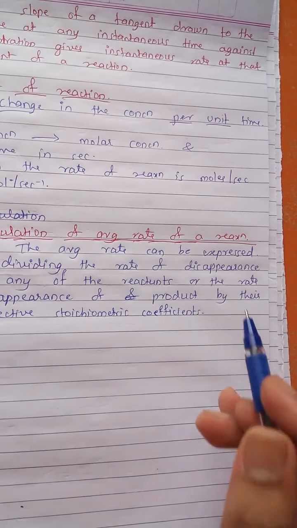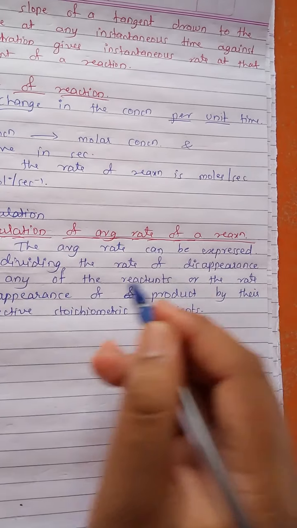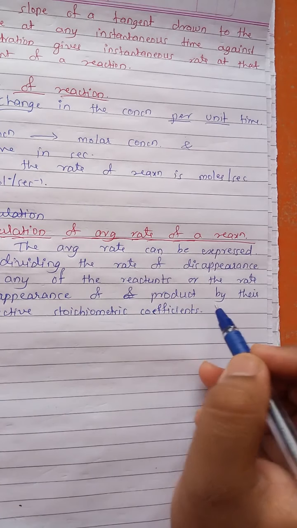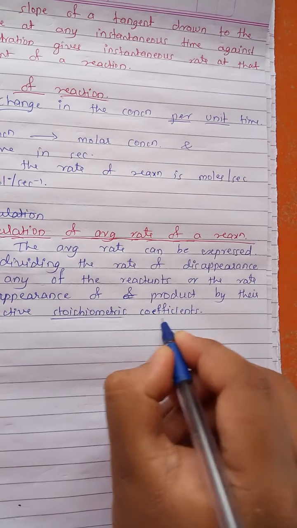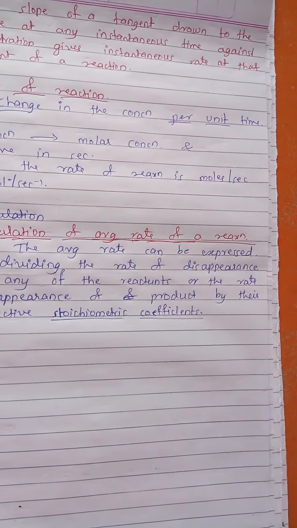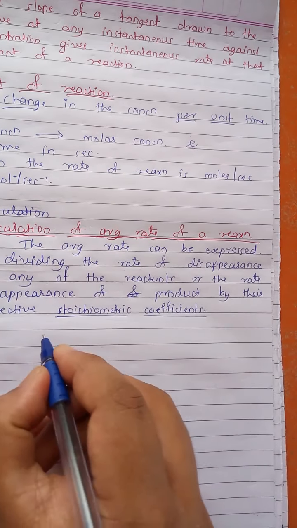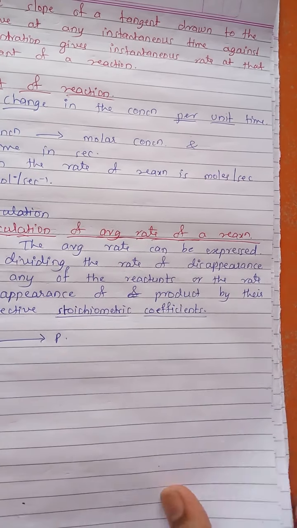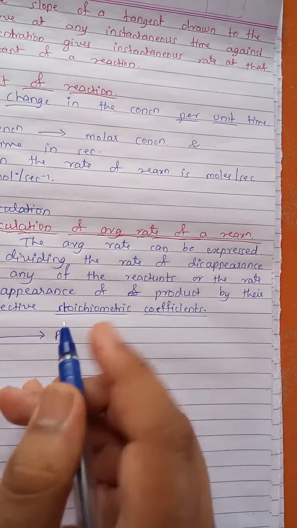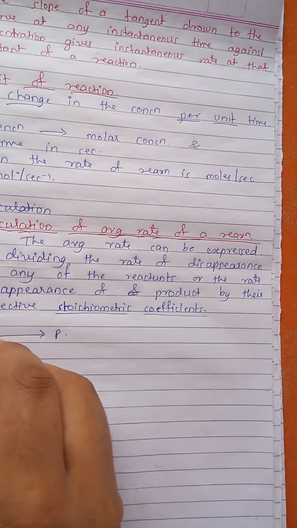It means the average rate can be expressed by dividing the rate of disappearance, that is the decrease in the concentration of any of the reactants, or the rate of appearance, that is the rate of generation of product, by their respective stoichiometric coefficient. That is the most important factor. Stoichiometric coefficients, let us see how. For example, consider a reaction 2R gives P. Stoichiometric coefficient is the number of moles in a reaction. Here 2 is the number of moles of the reactant.